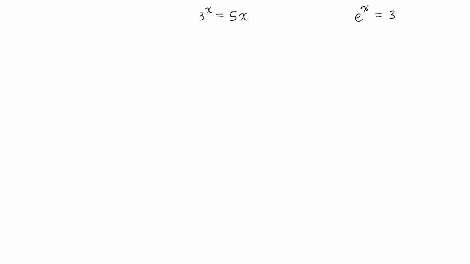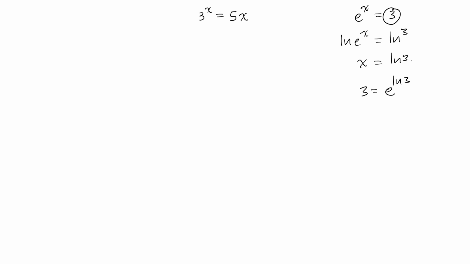We can take ln of both sides. So we'll say ln of e to the power x is equal to ln of 3. Now, ln and e are inverse functions, so they essentially cancel. So x is equal to ln of 3. So I can rewrite this 3 as e to the power ln of 3. So that's what I'm going to do here.